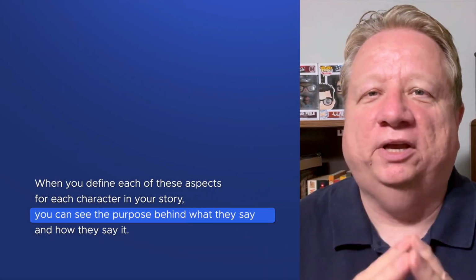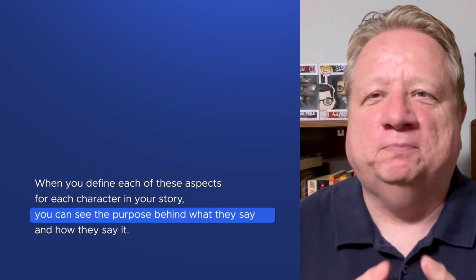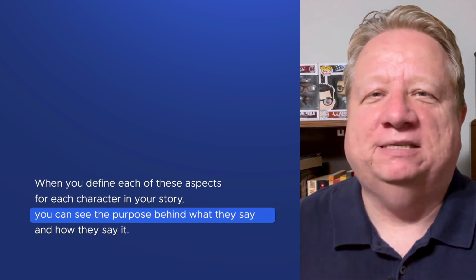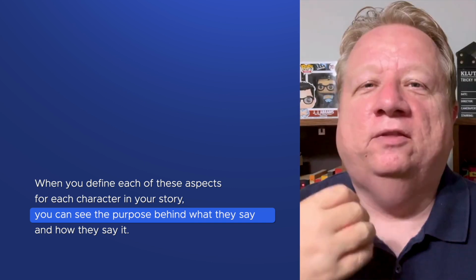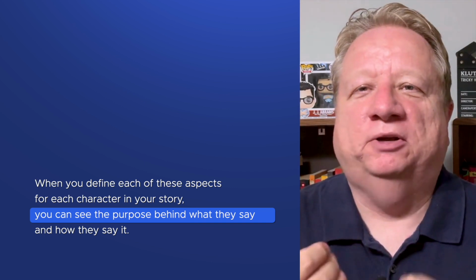Now, when you define each of these aspects for each character in your story, you can see the purpose behind what they say and how they say it. And when that purpose comes through in every line, the audience picks up on it. The audience wants to see if the speaker gets what they want, or failing that, what they'll say next to get it. Each element of the VOTE will naturally bring your character's dialogue to life for you. You'll learn more about who they are and how what they want impacts what they say.